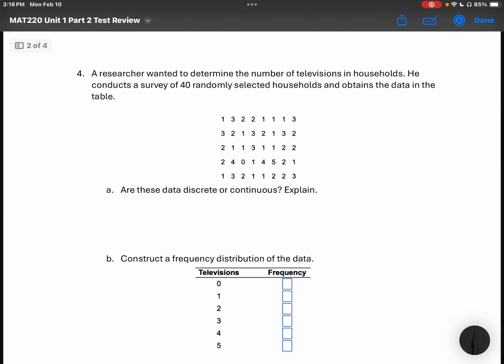The fourth one. A researcher wants to determine the number of televisions in households. He conducts a survey of 40 randomly selected households and obtains this data. I want to know first and foremost, is this discrete or continuous data? In this case, this is going to be discrete, and the reason for that is it's simply countable.